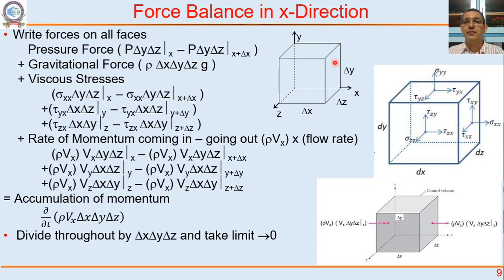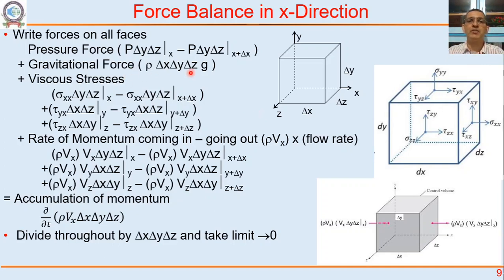The pressure force is going to be pressure multiplied by the area of the left face, delta y delta z, minus pressure multiplied by delta y delta z. The left face is evaluated at x, and the right face is evaluated at x plus delta x. We have seen this in macroscopic balances. The net pressure force is the difference between what is acting on the two sides.